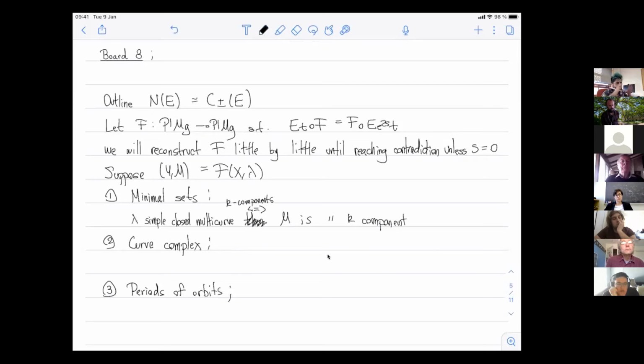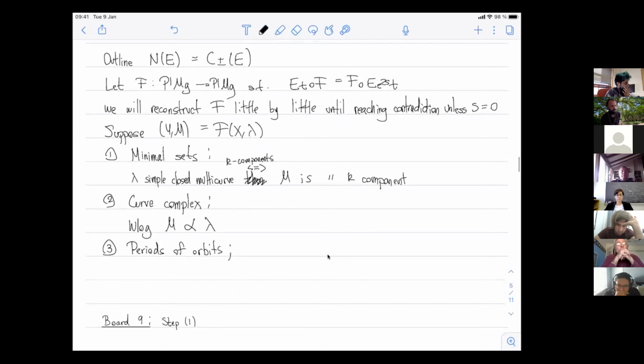So this map is already sort of, this conjugacy is forced to be rigid in a sense. It's forced to map multicurves to multicurves. That's sort of a first step in reconstructing it. Afterwards, we're going to show something like, without loss of generality, you can assume that mu is proportional to lambda. They don't only have the same number of components, but you can assume they're proportional to each other.